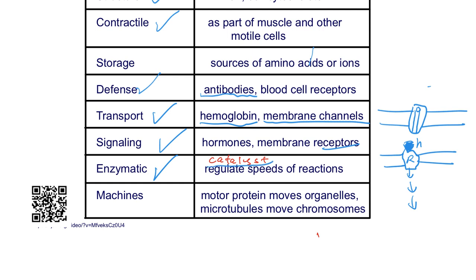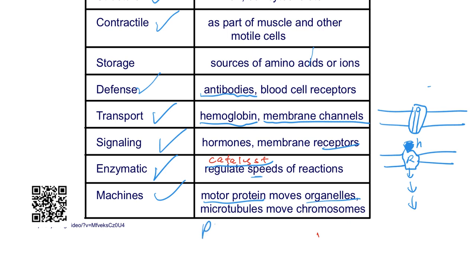Enzymes, very important. They're catalysts, proteins that speed up reactions. Reactions go way too slow without an enzyme to moderate them. And then some proteins are motor proteins. They move organelles through the cytoplasm of a cell. They move the chromosomes during mitosis and meiosis. So they actually move things.